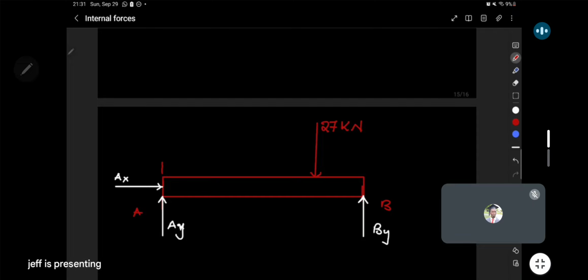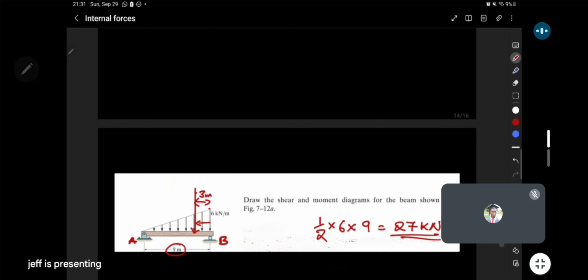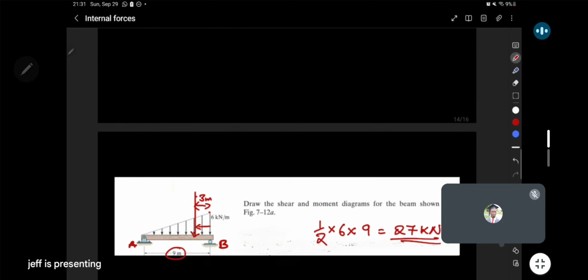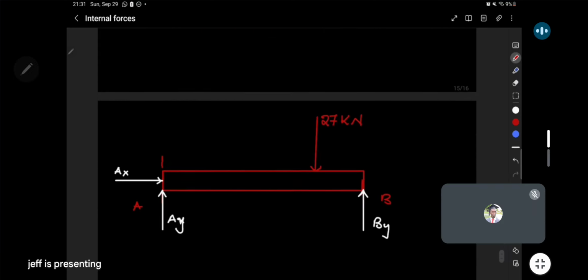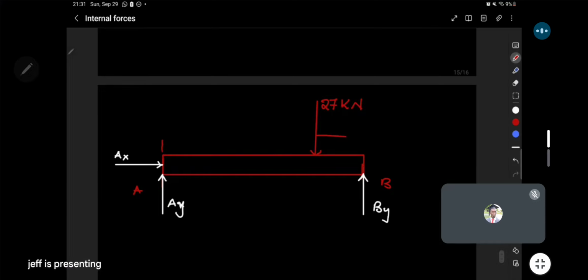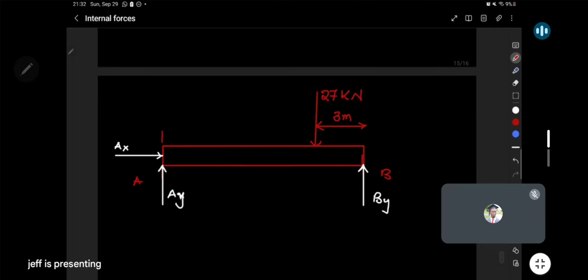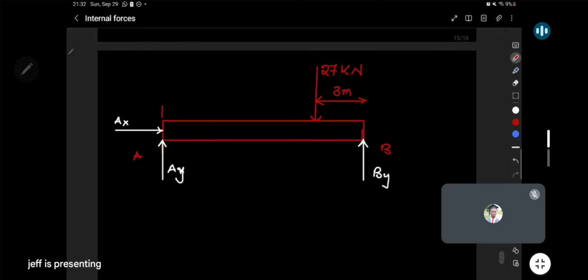Once you have the free body diagram, since what you have is a distribution like this, the position of the effective contribution will have to be a third from this end. So in this case, 1/3 of 9 is just going to be 3 meters. So we know this 27 kilonewtons is going to be felt as if it was concentrated 3 meters from that end. This allows us to easily get what the reactions are.